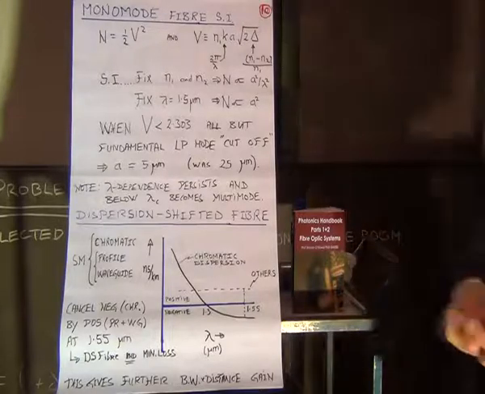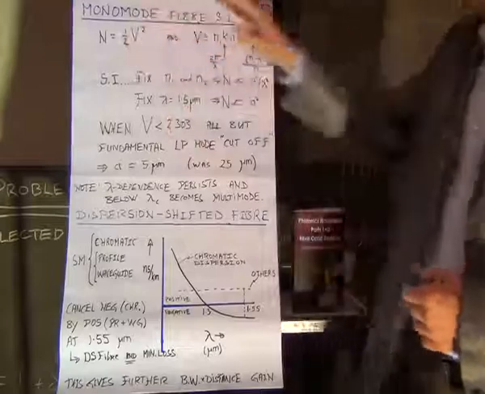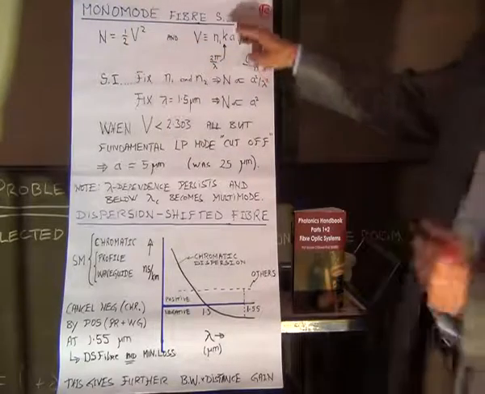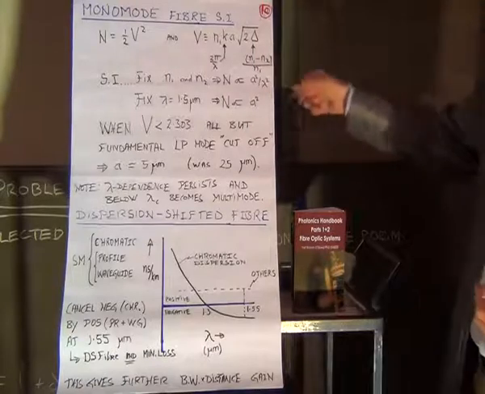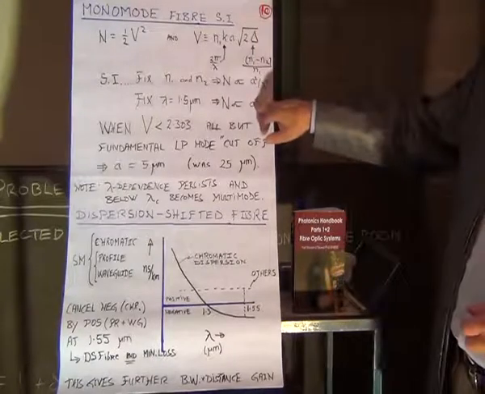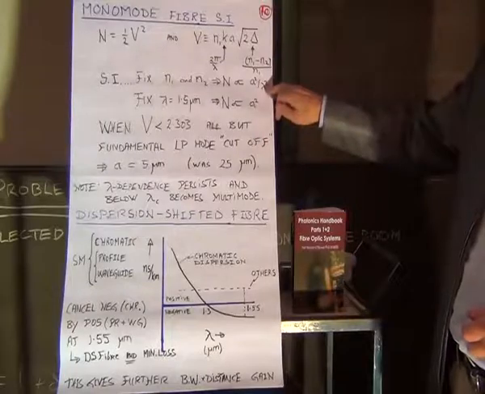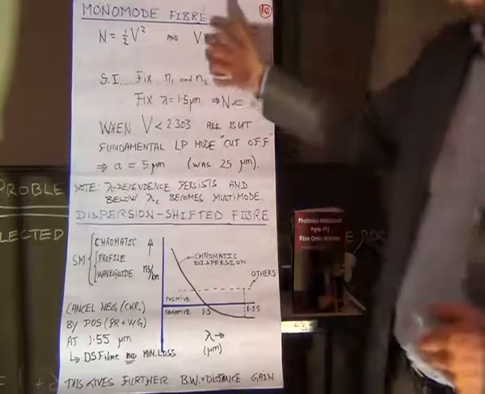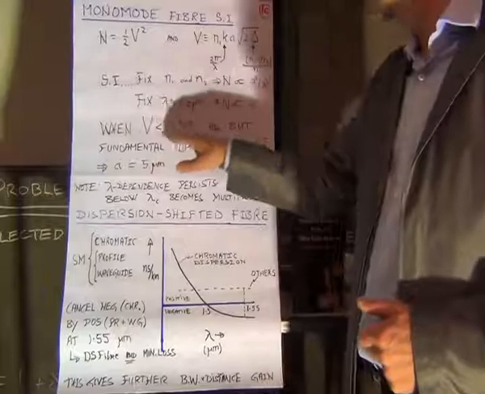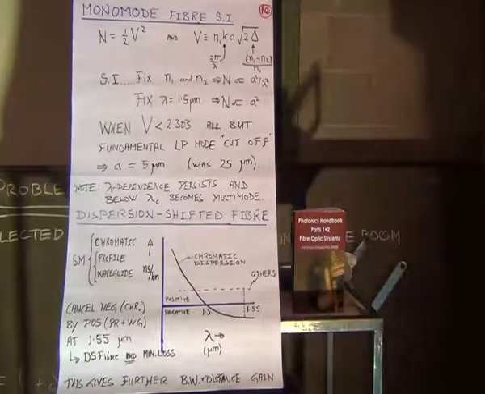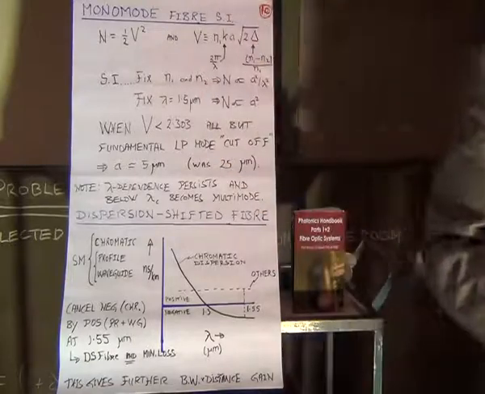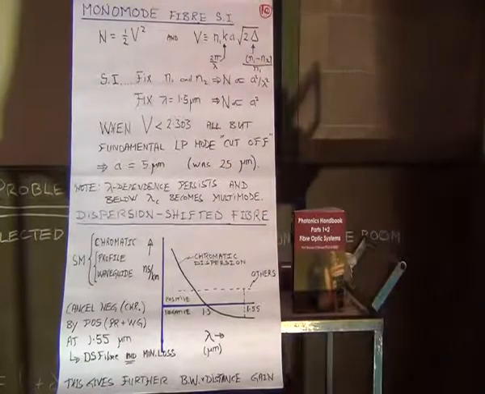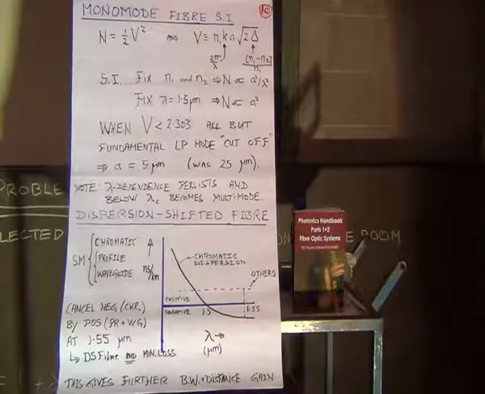Anyway, if we do our calculation, we had it there, the number of modes is half V squared. You note that V depends on A and lambda, so you're going to have to reduce A squared once you've settled on the wavelength. And the end result is that when V is less than this number, there's only one mode left. Some of you will recognize that number. It's related to the fundamental Bessel function, which is the fundamental mode of the fibre.